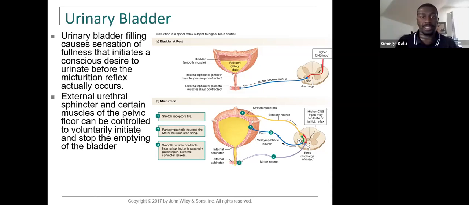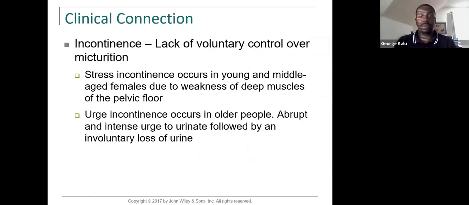Okay, so that's the bladder. Now, when people are not able to control the bladder, that is what's called incontinence. Incontinence is the lack of control over micturition. This can happen for a number of reasons. The two most common reasons are stress incontinence and urge incontinence.